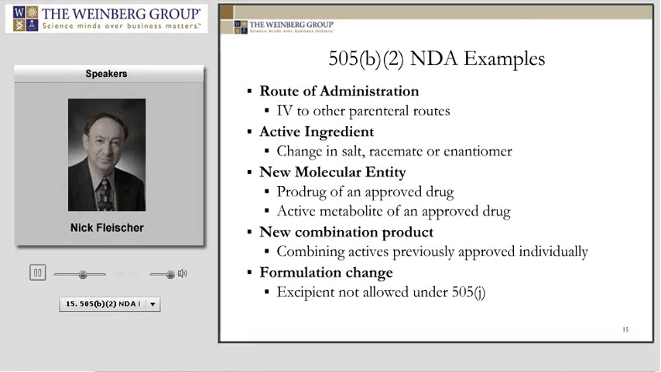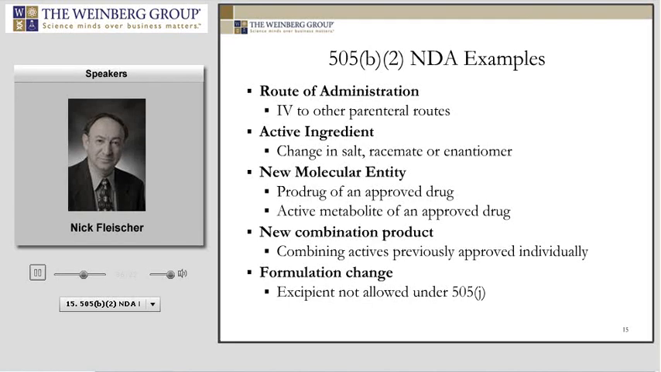So if there's an approved drug and there's a prodrug of the approved drug out there, the listed drug, the prodrug would be an NME and would have to be filed as a 505(b)(2) NDA and may not require all the studies that a 505(b)(1) NDA would require. And the active metabolite of an approved drug. Again, if the approved drug is out there and we know that there's an active metabolite, somebody could file a 505(b)(2) NDA for that metabolite.